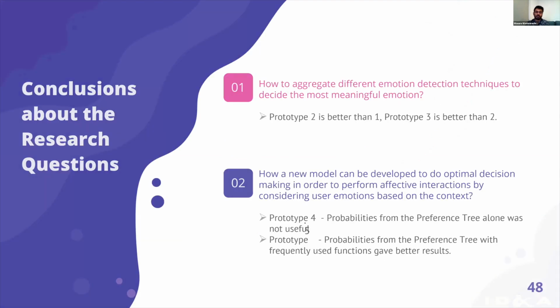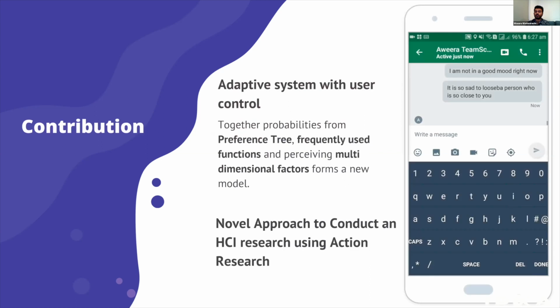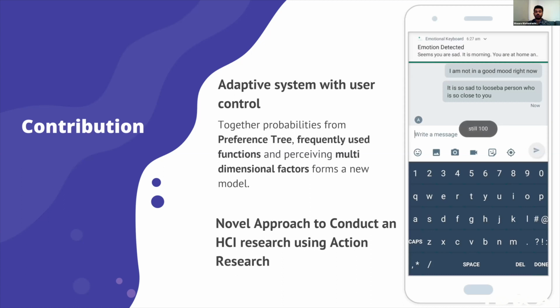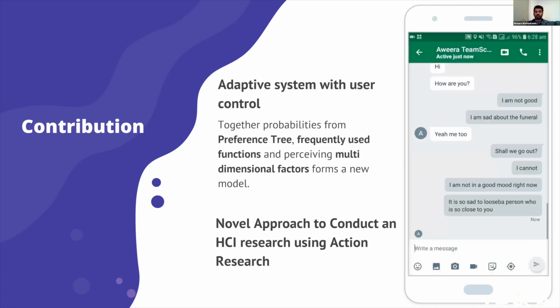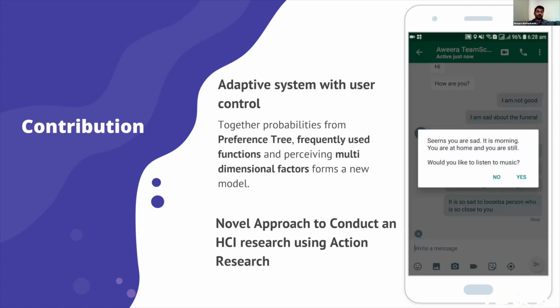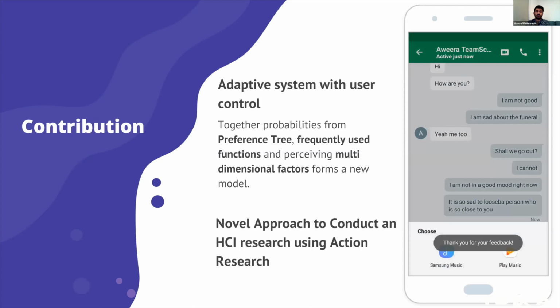For the first research question, we decided that prototype 2 is better than prototype 1, but prototype 3 is even better than prototype 2. For the second research question, prototype 5 was successful, which incorporated the preference tree along with frequently used functions. When talking about the contributions, we developed an adaptive system with user control, where the probabilities of the preference tree, frequently used functions, and multimodal dimensional factors formed this new model. Also, this is a novel approach to conduct HCI research using action research.